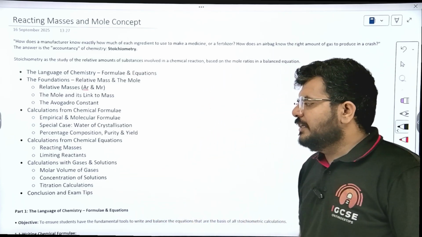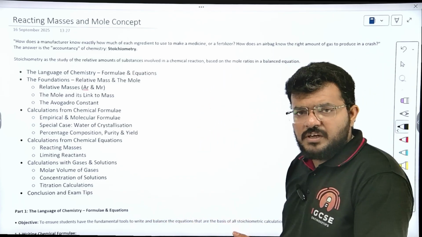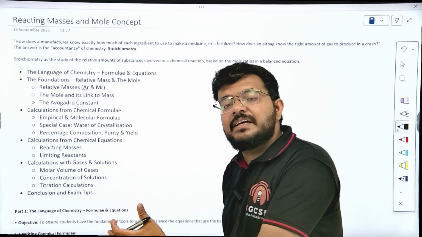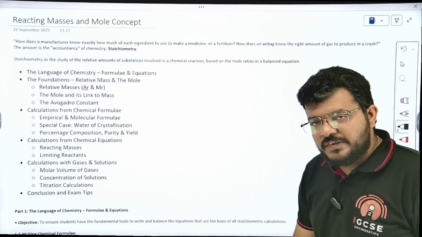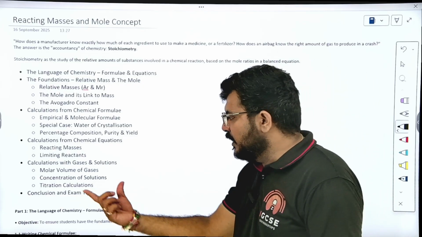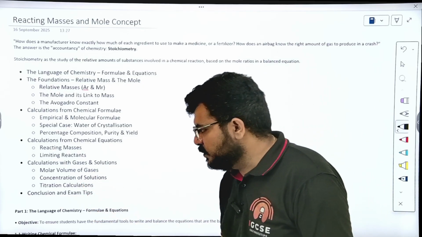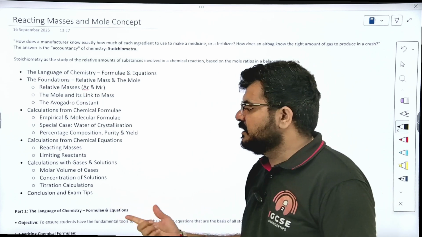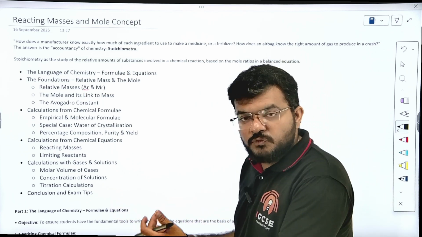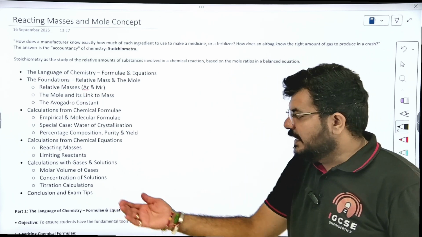So that is why we'll need to understand how solution works, and gases have a standardization according to their number of moles. We'll see in the chapter. So molar volume of gases, concentration of solutions we'll find out, and titration calculation. So from concentration, what all can we understand that is there in this.